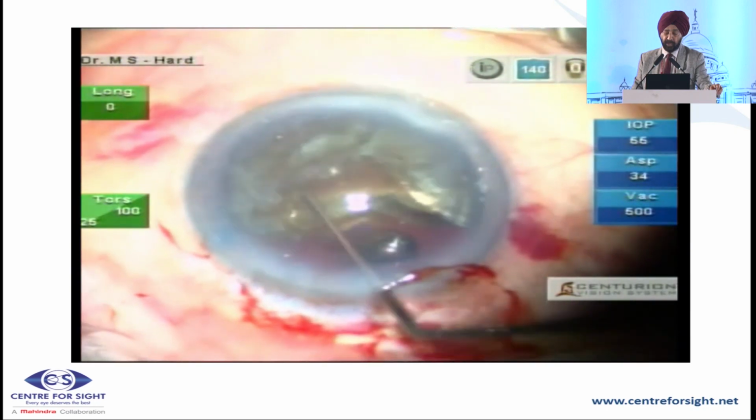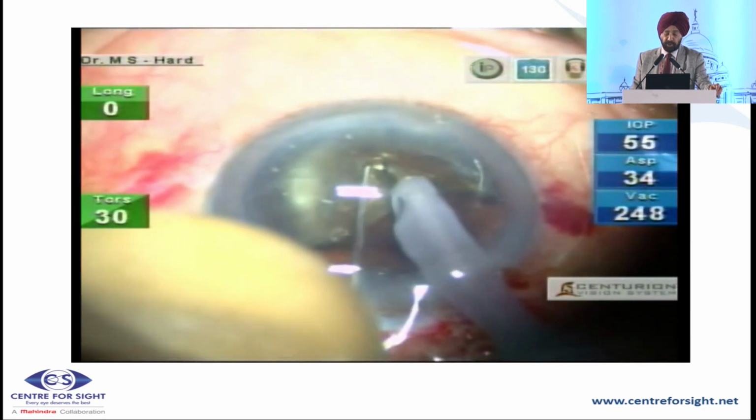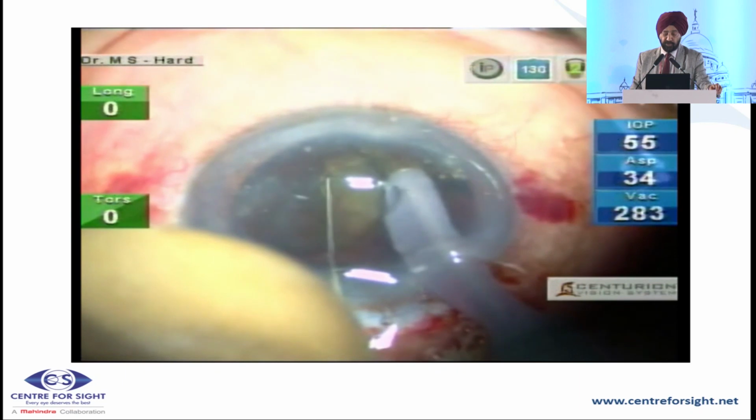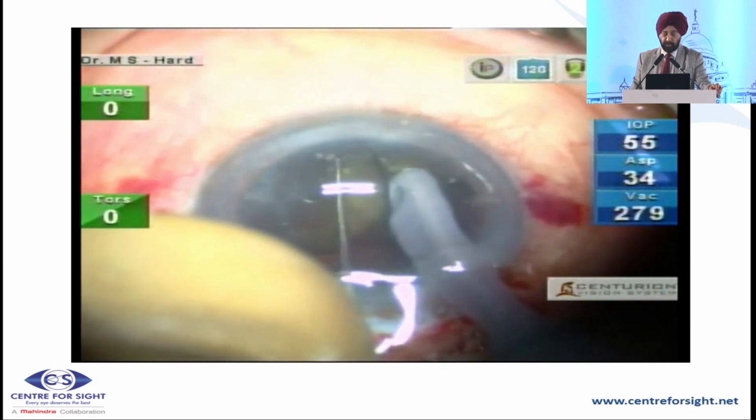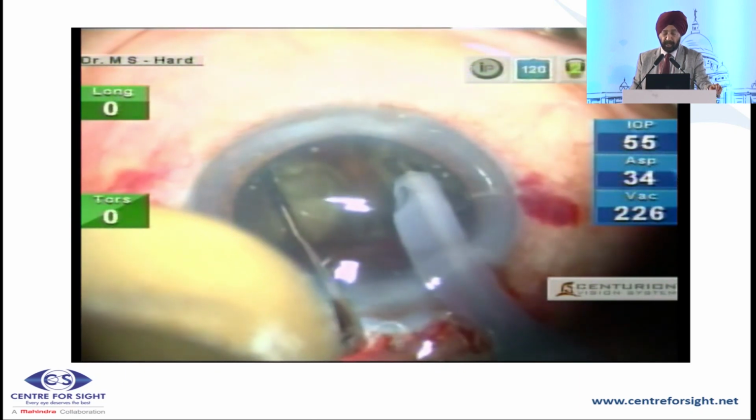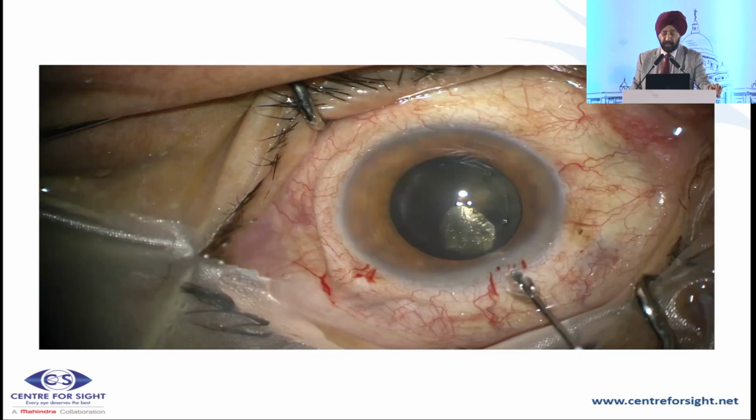You can see again there is a hemisection. Again, go deep. See, look at the depth of it, and once you have seen the depth, you can see that you are actually breaking it and again taking it out into two pieces and then another piece.